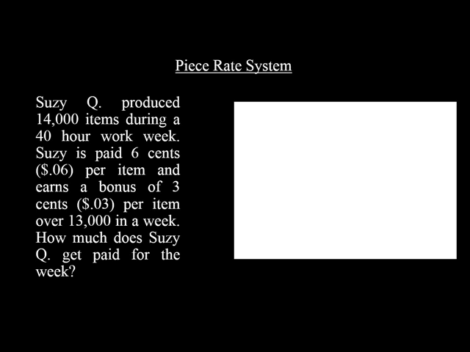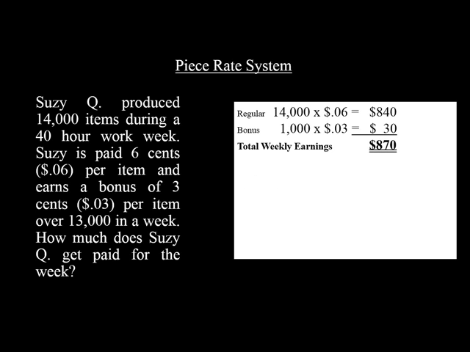Let's calculate her regular earnings. Regular earnings would be the 14,000 units multiplied by the 6 cents equals $840. Her bonus earnings are going to be calculated at 1,000 units times 3 cents to provide a total weekly earnings of $870.